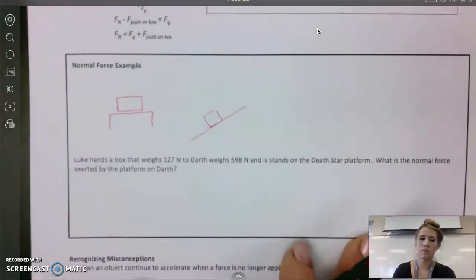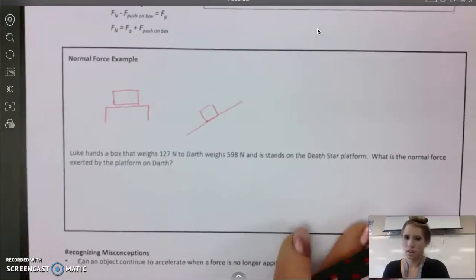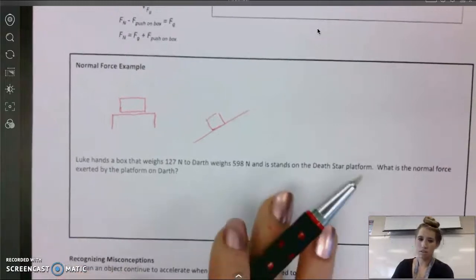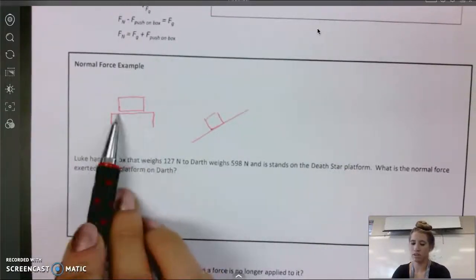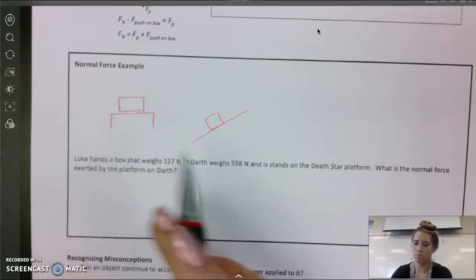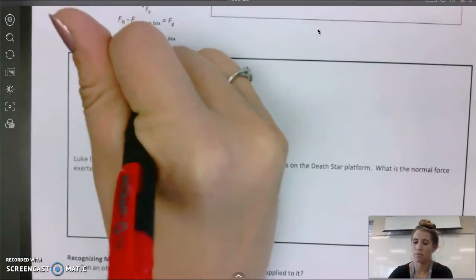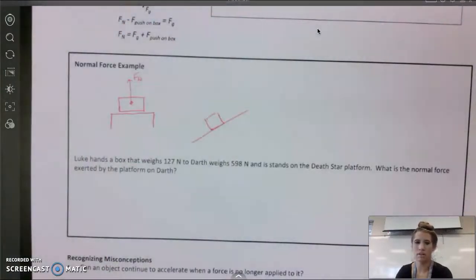Let's go into a little more detail of what we mean by a perpendicular force. Okay? If we have this box sitting on a flat surface, so here's the surface and perpendicular to that would be straight up. So my force normal would be there, okay?